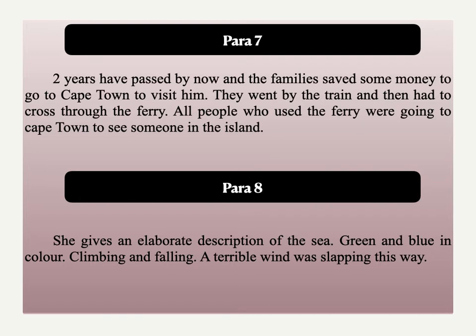Now, in the next paragraph, she gives an elaborate description of the sea. I'm sure if you have gone through the other textbook, Writing for Academic and Professional Success, you might have gone through the term description, how you describe something. Here she talks about the color and the different nuances: green and blue in color, climbing and falling. A terrible wind was slapping this way. If you remember, the different senses are used to describe something, and the narrator uses the same strategy. She uses the colors green and blue to give a visual appeal. A terrible wind was slapping this way actually gives you a sense of touch.